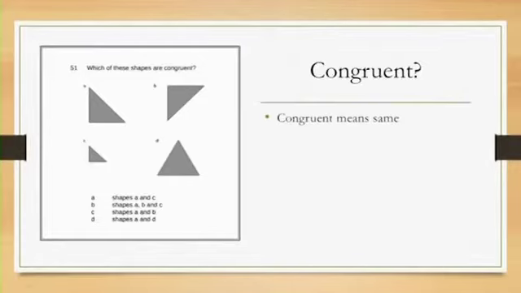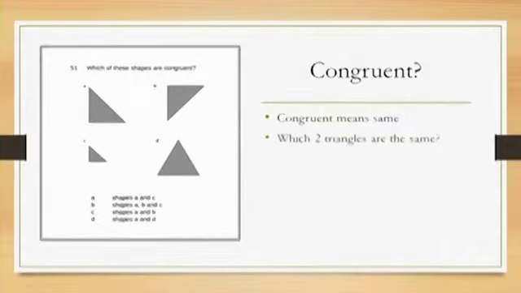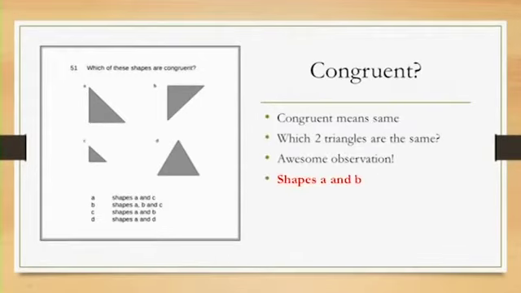So, which of these two triangles or shapes, as the question has, are the same? All right, did you say A and C? I hope not. Well, it's shapes A and B. Now, why not C? Although they may look like they have the same orientation and it looks like they're all right angle triangles, this is the only one that doesn't look like a right angle triangle.